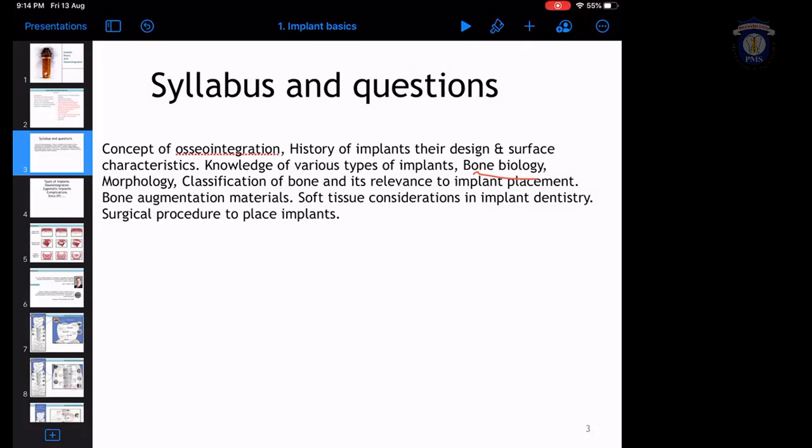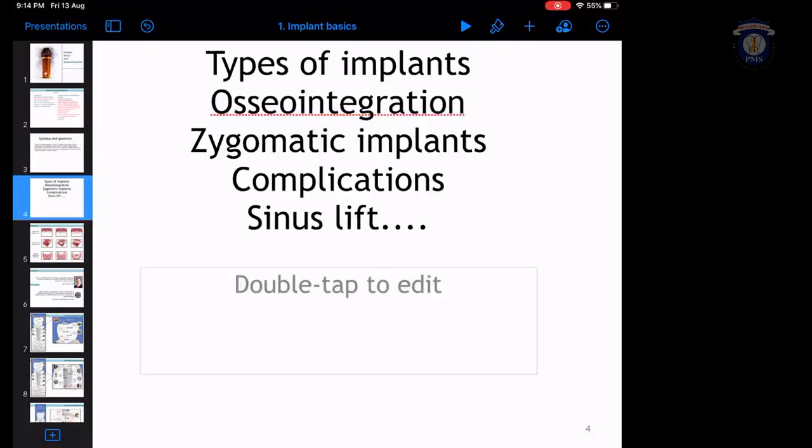Okay, and usually I've seen some simple questions in short notes, like types of implants, osseointegration, zygomatic implants, which was asked last time, complications and sinus lift. Okay. So we can start with the basic definition.